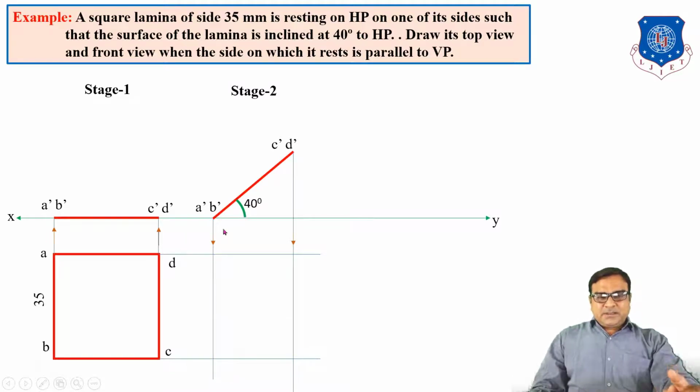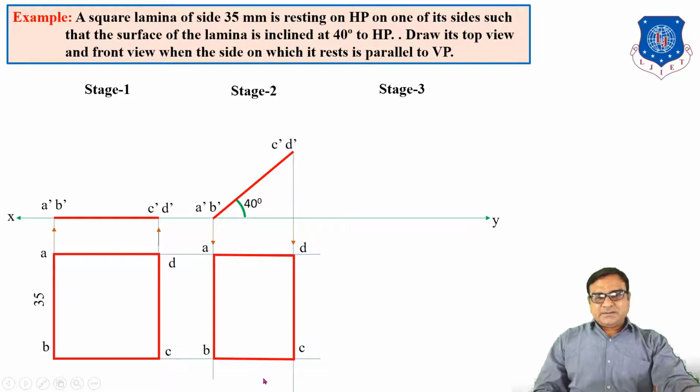Now here the vertical line from A dash and horizontal line from A intersect at this point. So this point is known as small a, the top view. The vertical from B dash and horizontal from B give small b. The vertical from C dash and horizontal from C intersect at c, and the vertical from D dash and horizontal from D give d. So join abcd, which is the top view.